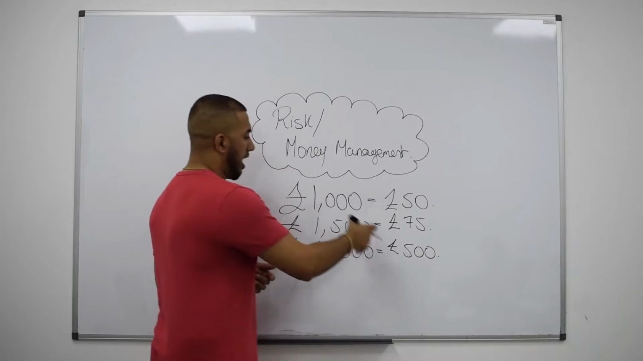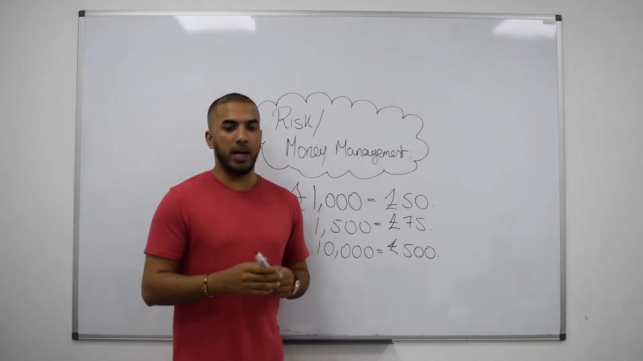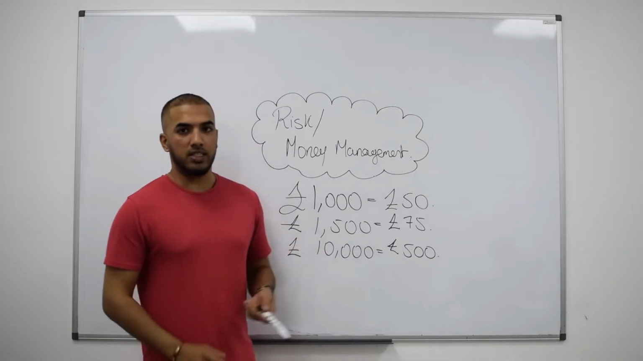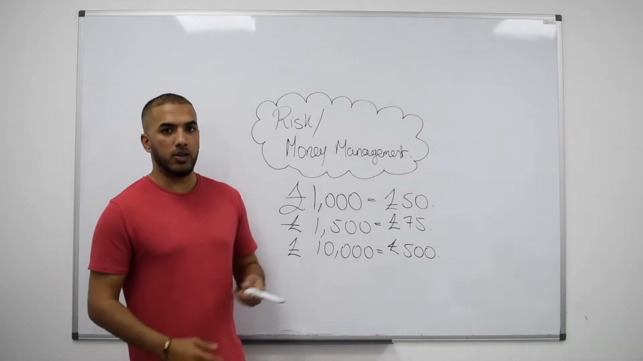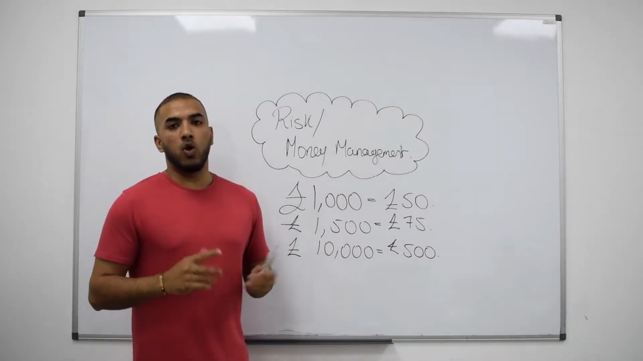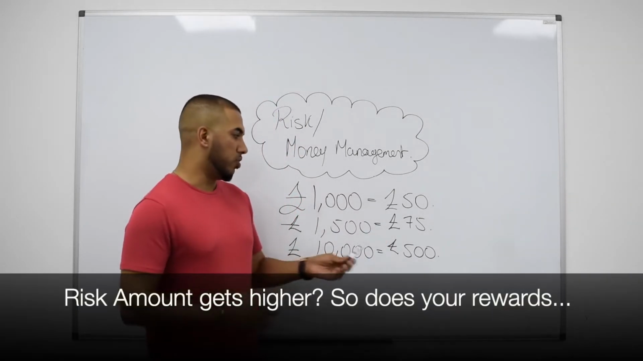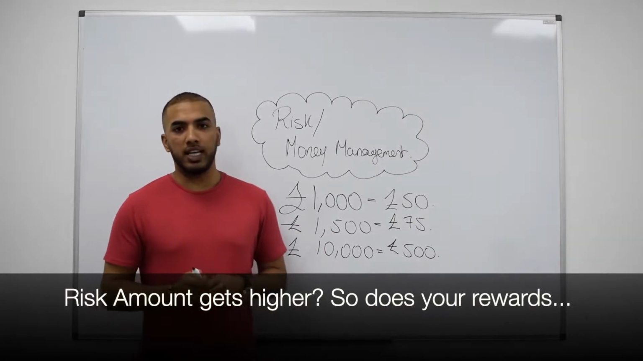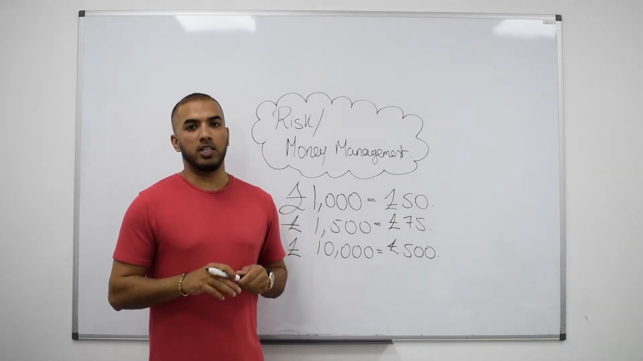So as you can see, as your account grows and compounds, the risk per trade also increases in line with your account value. The rewards will also increase in line with your risk, but you just have to bear in mind, no matter what your account value gets to, you use the same calculation.